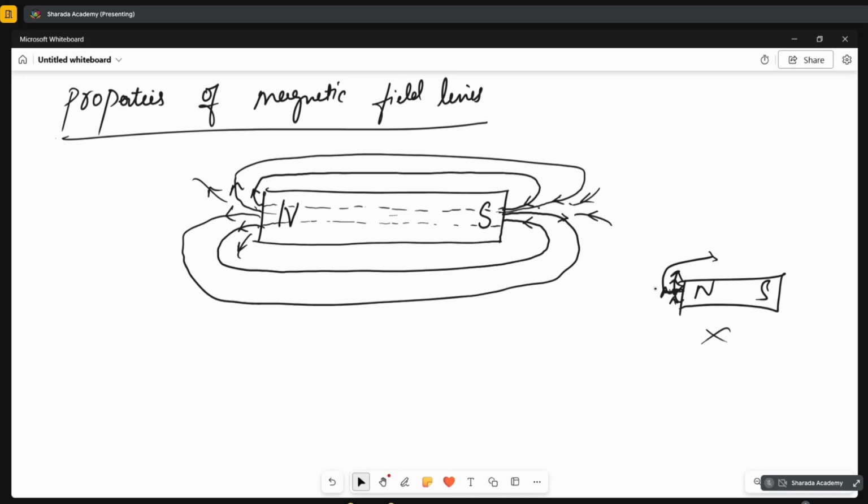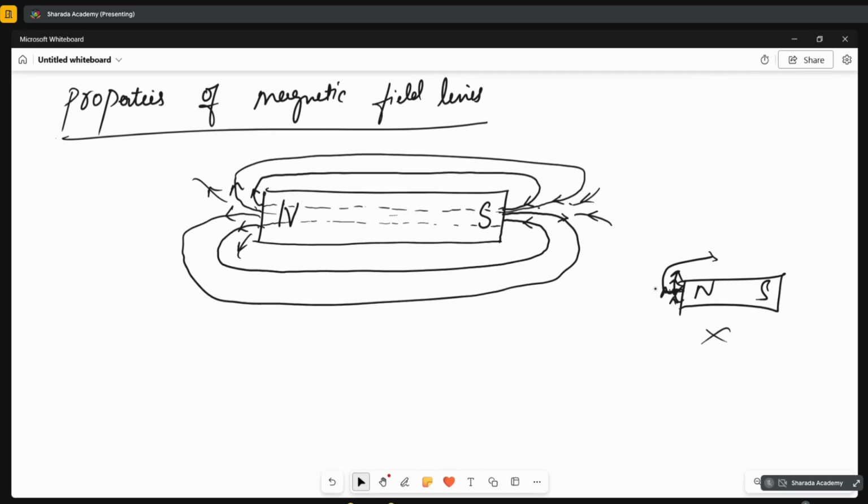Okay, so what does it mean? It forms a closed loop or closed path. Okay, so any two magnetic lines do not intersect. That means if it intersects, what happens? It will have two directions at any given point. So that will not happen. So any magnetic field line will have only one direction. So they never intersect each other.